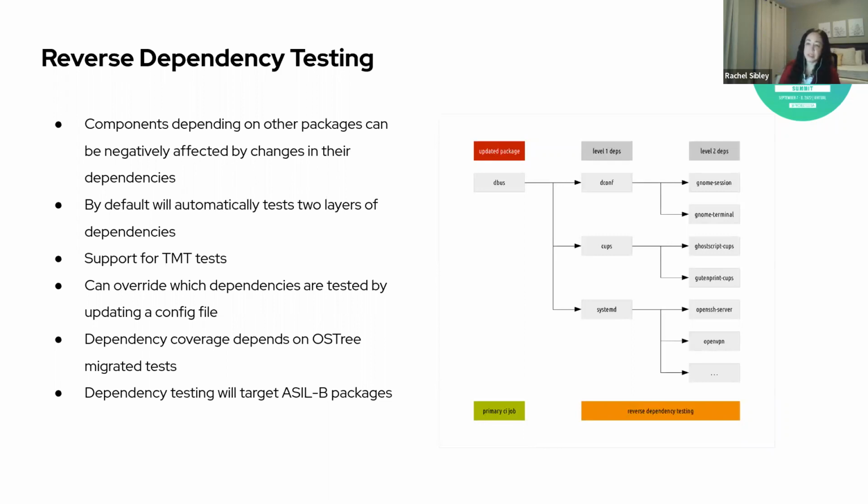So this can be configured by updating a YAML. It does test up to 2 layers of dependencies. By default, it will test up to 50 dependencies, but we can identify those specific dependencies that we'd like to retrigger based on the YAML file. And of course, this depends on the packages that we're targeting for both the OS3 TMT test management tool migration. So the tests have to be written in a standard way to be able to take advantage of this.